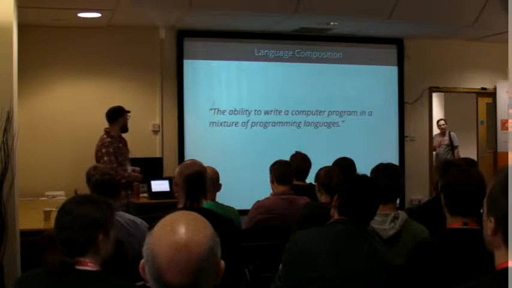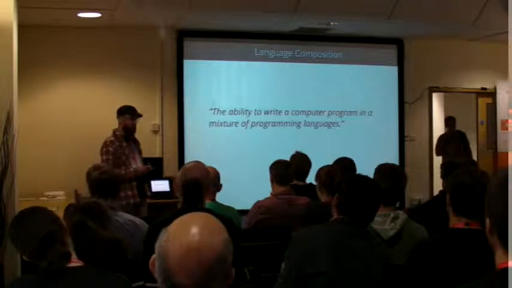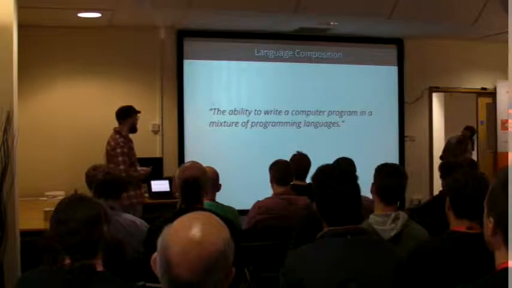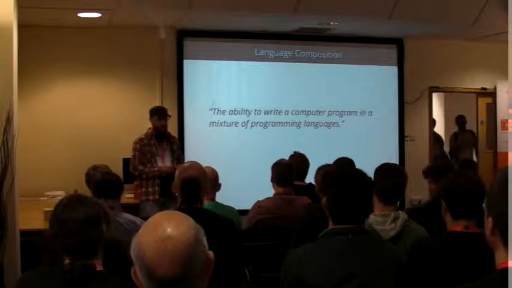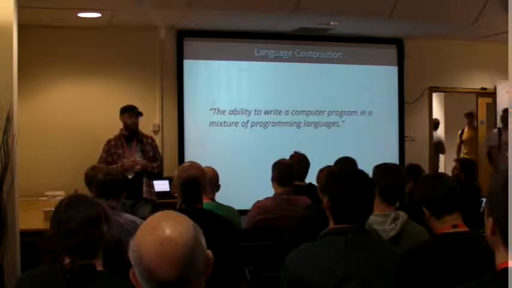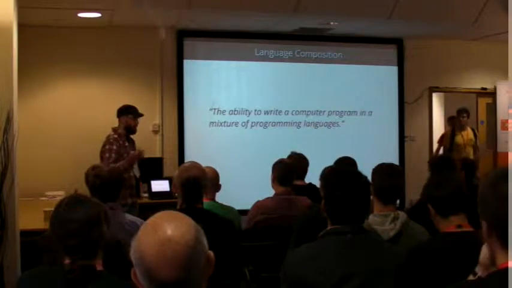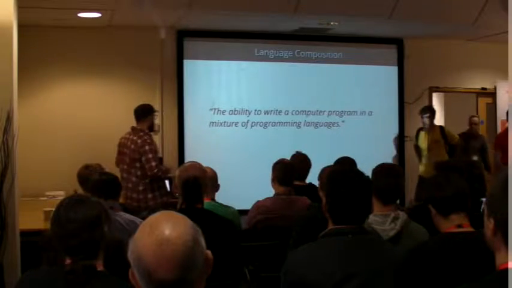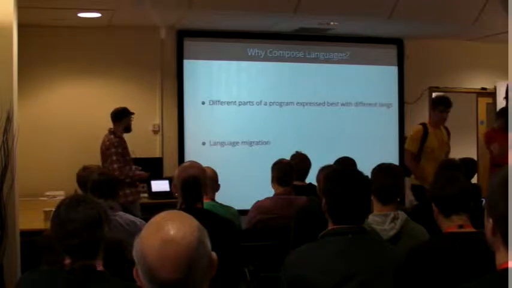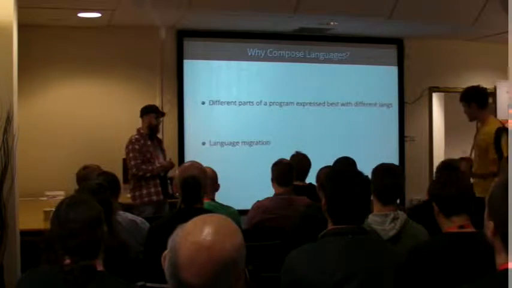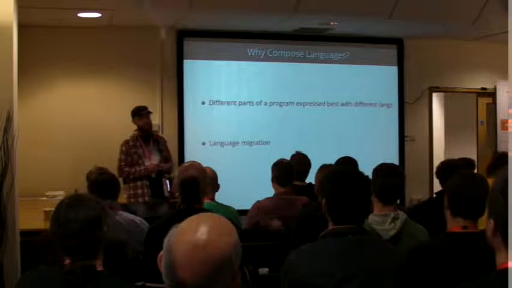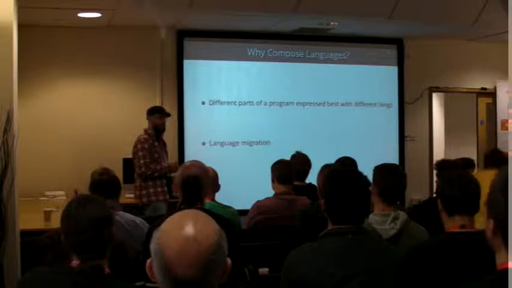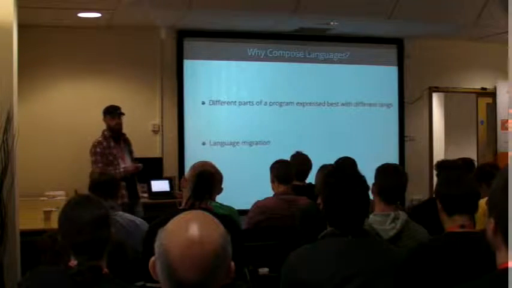So let's jump right in and first begin talking about what we mean by language composition. A loose definition would be the ability to write a computer program in a mixture of programming languages. So, for example, you could have a program which is written in, say, Ruby and any other language you can think of off the top of your head. So why may that be useful? Well, the most obvious reason is that different parts of programs are often better suited to certain programming languages. And that may be for reasons of expressivity, or it may be for reasons of performance.